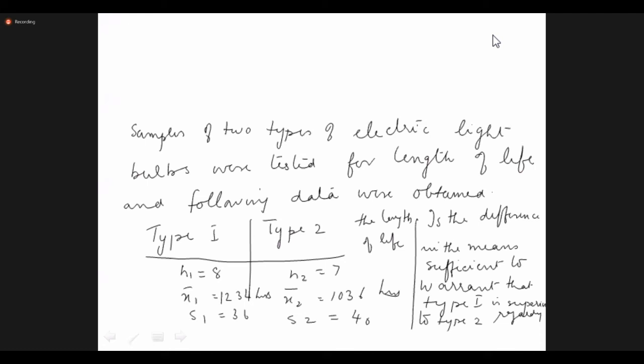Type 1 is greater than type 2. So we write the null and alternative hypotheses. H naught: mu1 is equal to mu2, as we learned yesterday. H1: mu1 greater than mu2. Mu1 is for type 1, mu2 is for type 2. They are asking whether the difference in the means is sufficient to warrant that type 1 is superior to type 2. That is why we are taking greater.